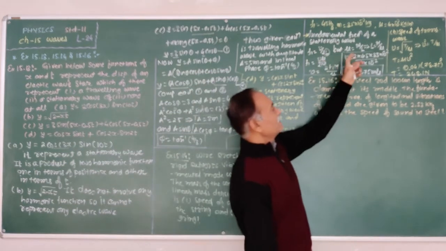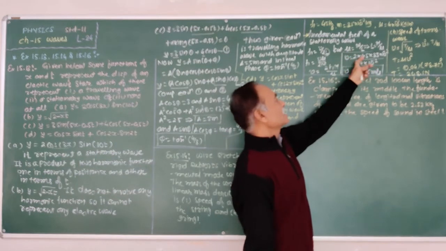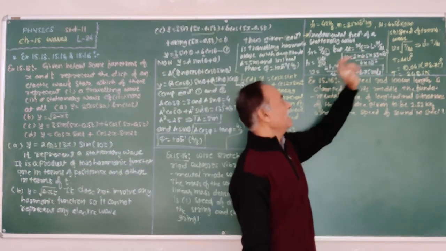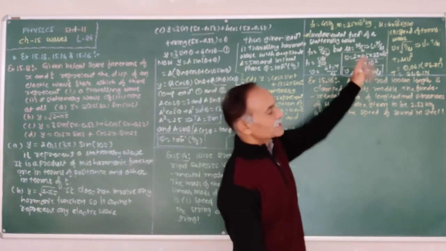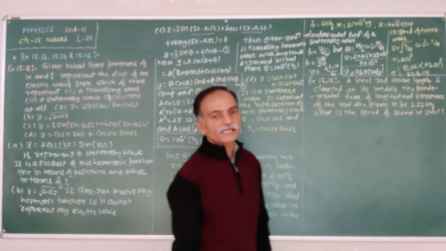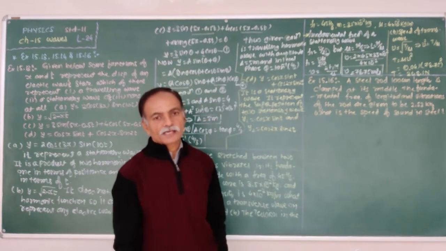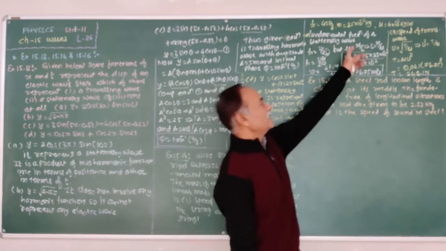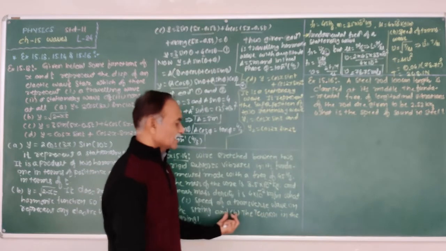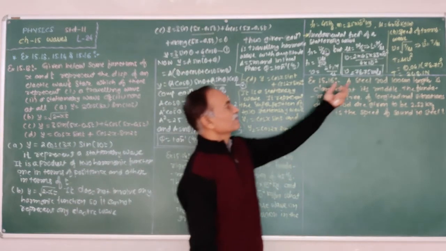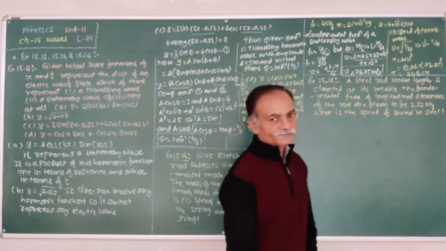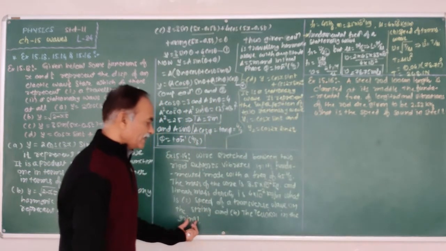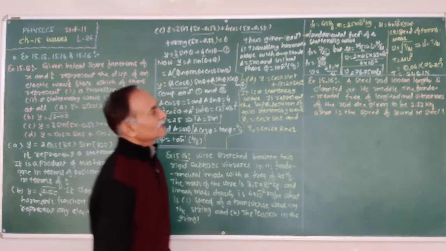Now we substitute the value. V is equal to 2 F1 45, M 3.5 into 10 to the power minus 2 upon 4 into 10 to the power minus 2. Thus we obtain the speed of a transverse wave on a string is 78.75 meter per second.